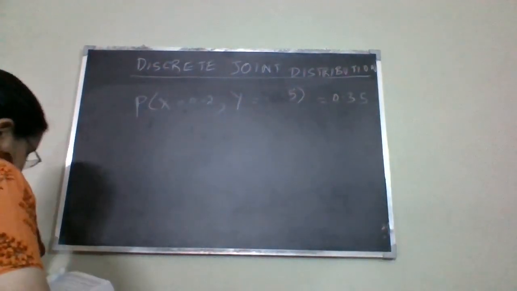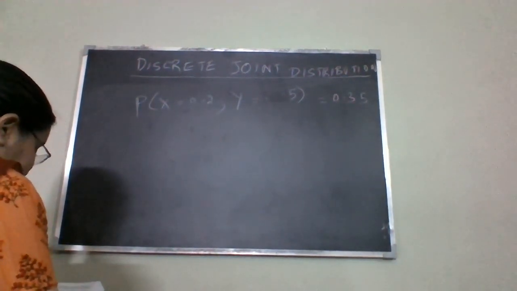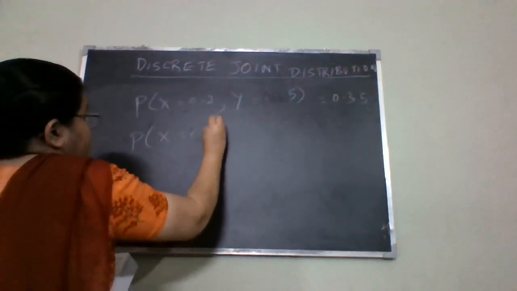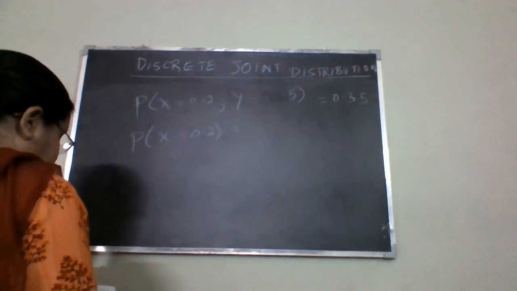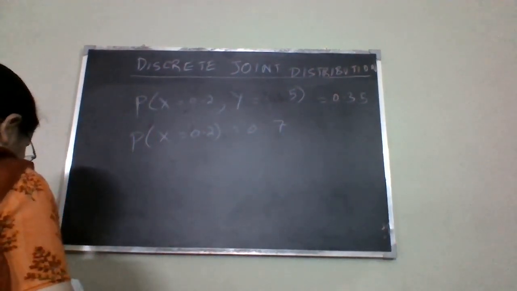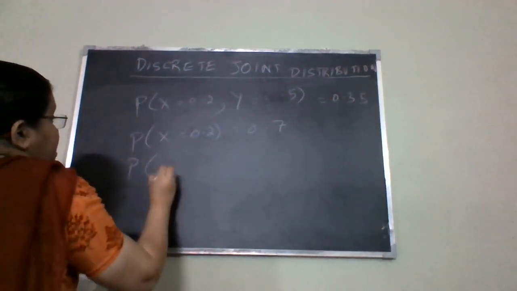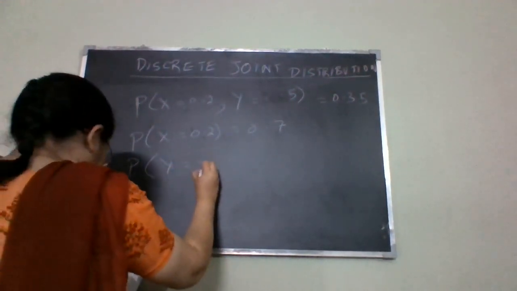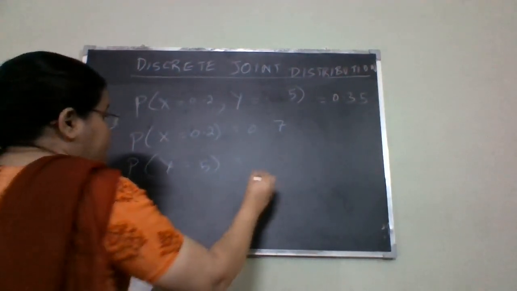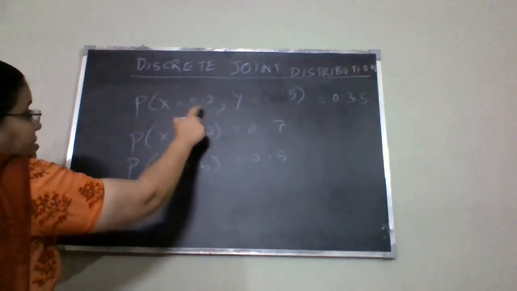Now let us look at the marginal values. What is P of X equal to 0.2? What is this value? That is equal to 0.7, very clearly given in the table. And what is P of Y equal to 5? That is equal to 0.5.